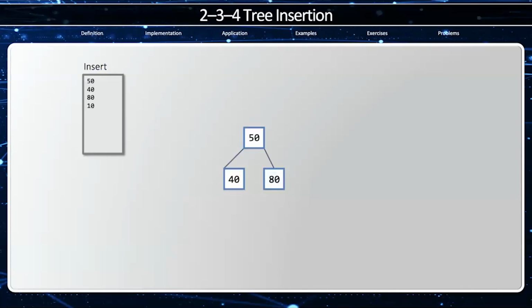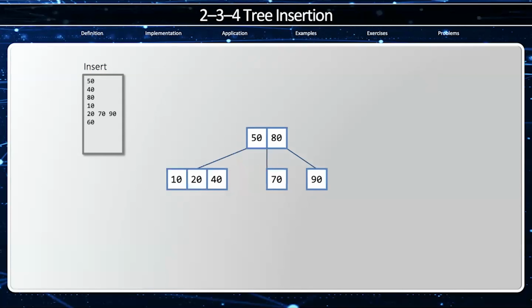So it means 50 is going to come up, 40 and 80 will be next to each other, and then I'll add 10. I'll add 20 and 70 and 90, and now my two leaf nodes are full. I'll add 60. Now, 60 is greater than 50, so I go right. And now 70, 80, 90 is full, so I have to bring 80 up. And then I can add 60 beside 70.